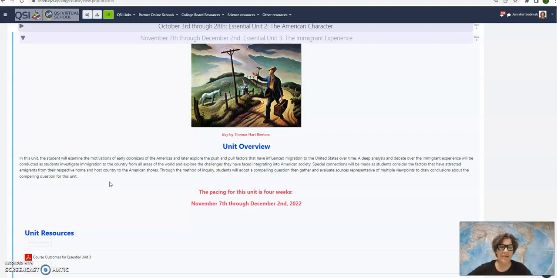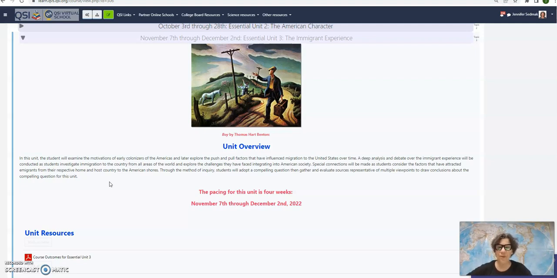Special connections will be made as students consider the factors that have attracted immigrants from their respective home and host country to the American shores. So this is one cool thing at the end of the unit. You're going to look at your QSI host country to come to understand how many people from the place where you're currently living have emigrated to the United States. And if your home and host country are the same, no worries there. We will explore that more in depth.